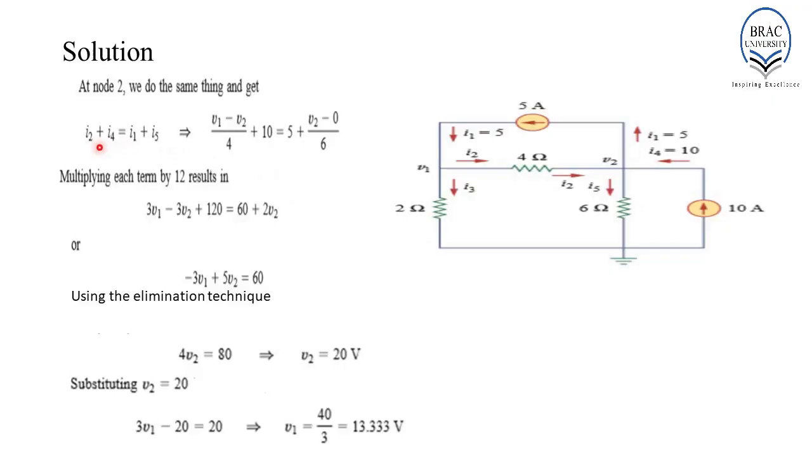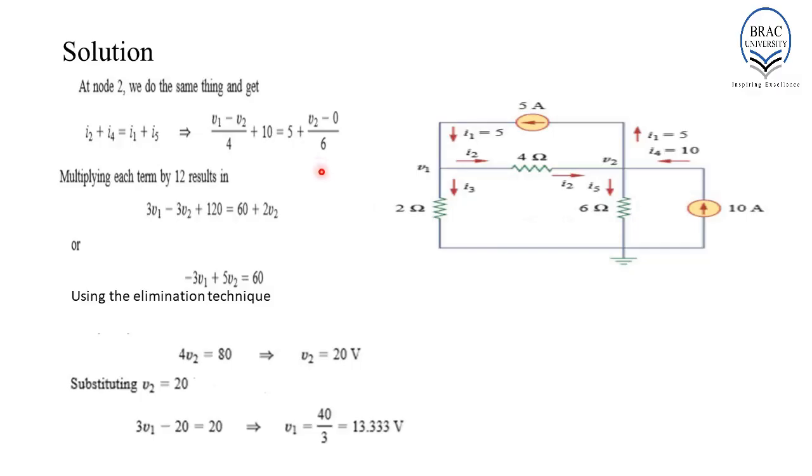Thus, we wrote this expression. Again, if we substitute the actual values in this expression, we will get I2 equals (V1 minus V2) divided by 4, and I4 is equal to 10 ampere. Thus, (V1 minus V2) divided by 4 plus 10 ampere equals 5 ampere, which is the current leaving through this branch, and I5, which is equal to (V2 minus 0) divided by 6.